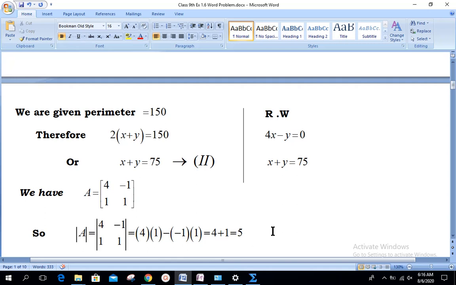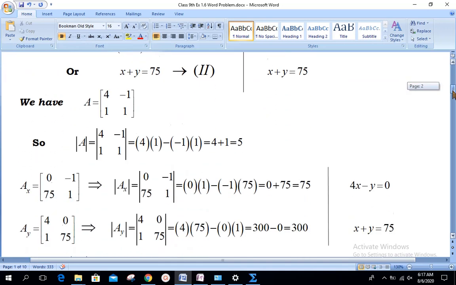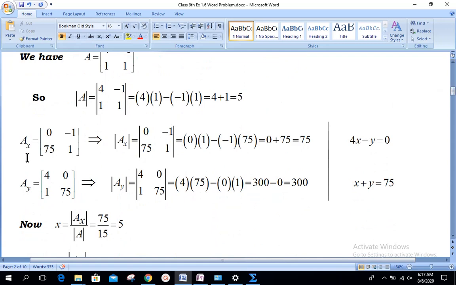Value of determinant you calculate it. We now go ahead. Our target is to form AX and its determinant, and then AY. So look over here, AX. For your easiness I have written these two equations again over here. Now the method is clear to you as we have already discussed the method.